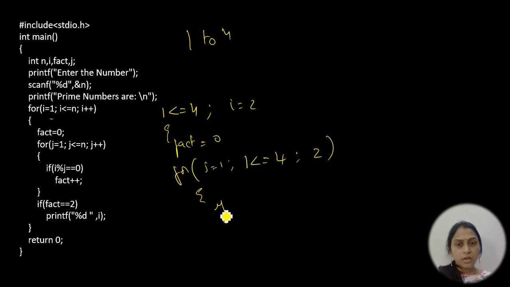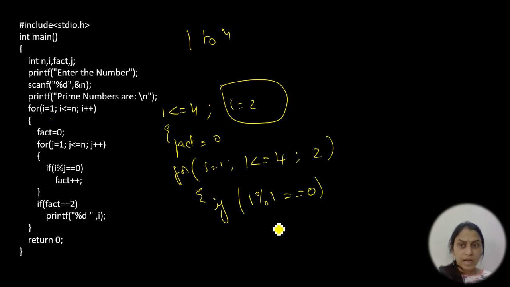Now here check if, what is the i value? Don't take this, this is the post increment. What is the i value? 1. 1 modulo, what is the j value? 1. 1 modulo 1 is 0. Yes, the condition is true. Now the fact is incremented from 0 to 1. So again go back. Condition is true. Okay. So no need to exit the inner for loop. Now the j value becomes 2.